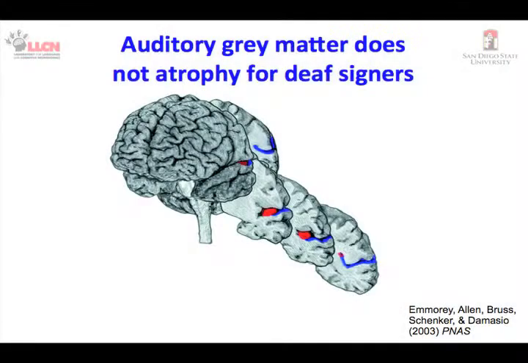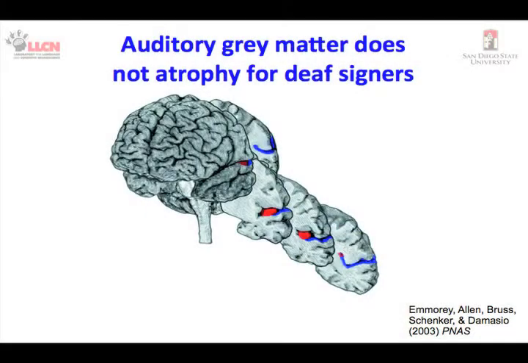The other thing that's worth mentioning with respect to this activation in these auditory regions is that we've done structural brain studies of deaf individuals who are born deaf to look at what happens to their auditory cortex. Do we see differences between auditory cortex for people who are born deaf and hearing people? Surprisingly, it turns out that auditory cortex does not atrophy and die in deaf individuals. We looked at two regions.